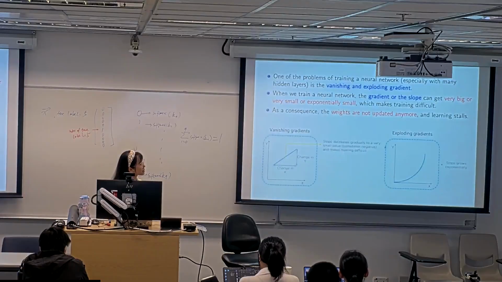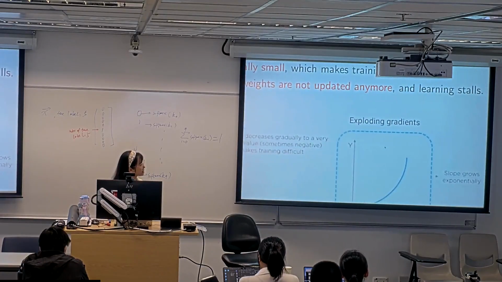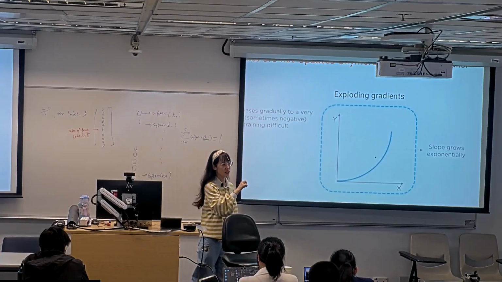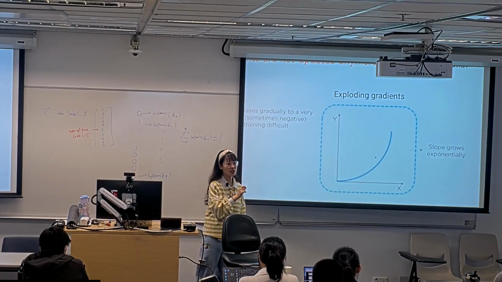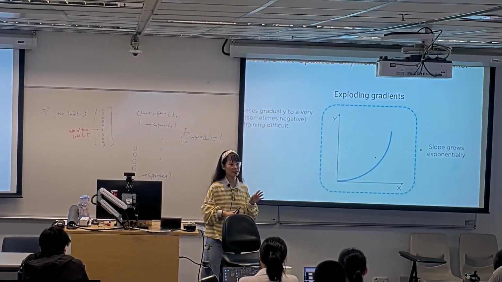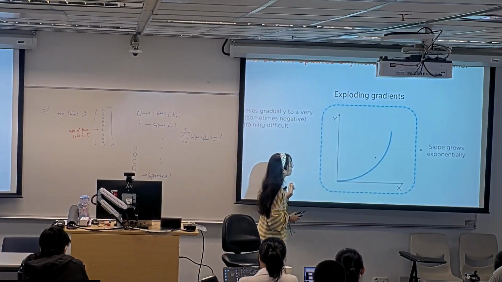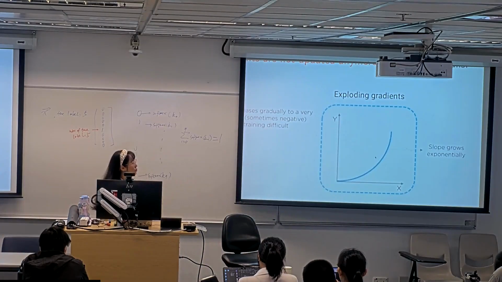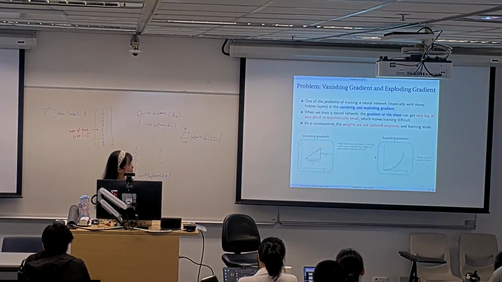And exploding gradients is when the slope or the gradient grows exponentially to very, very large. If it goes in this way, then eventually it will just exceed the precision of Python. Then everything just becomes not a number, NaN. That's why the learning also stalls if the gradient explodes to very, very large. And we want to avoid these two cases.